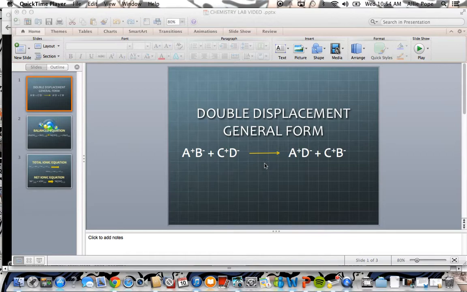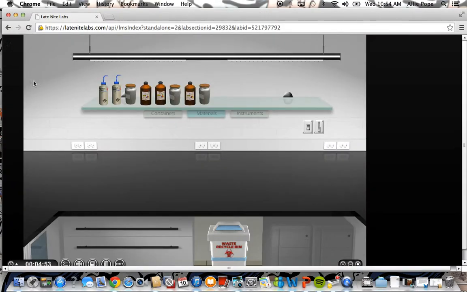When the chemicals are combined, two new compounds are formed, compound AD and compound CB. As you can see, the element A combined with element D because of their opposite charges, and the same for C with B. So, in this experiment, we'll combine sodium hydroxide and nickel chloride.